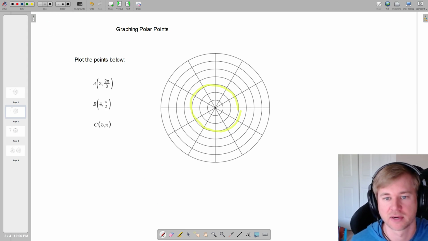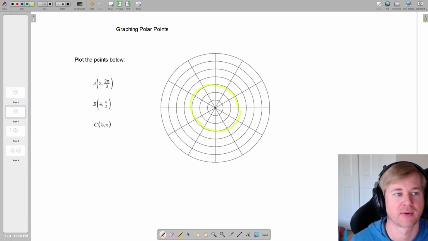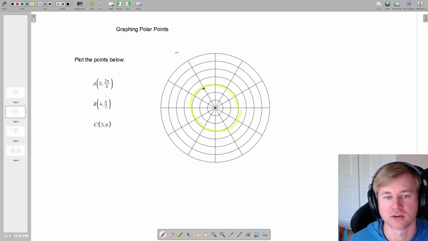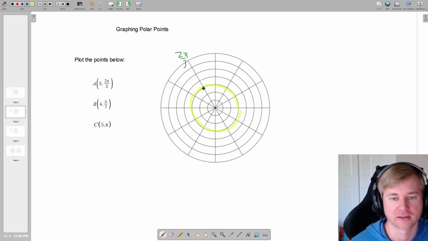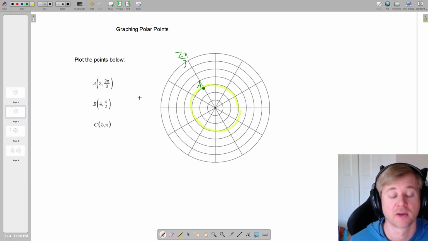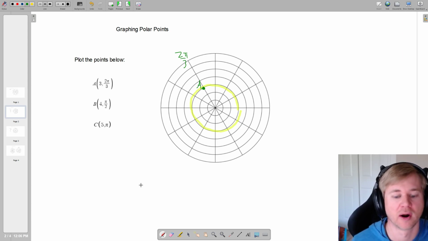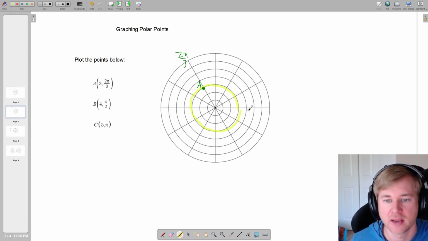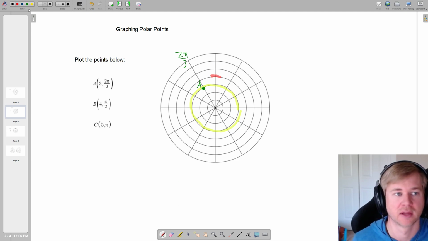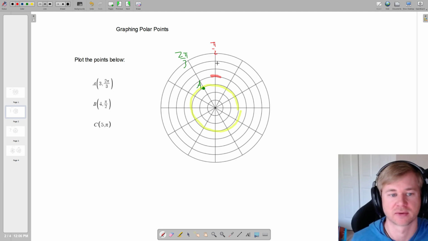So 2 pi over 3, this is 1 pi over 3. Here's 2 pi over 3 right here. So that is the angle 2 pi over 3, and since it says 3 first, we are on the third ring. So this is 3, 2 pi over 3. That's point A. Let's do another one. 4, pi over 2. If I look at 4, I'll do this one in red. That's the 1, 2, 3, 4. That's this guy, and pi over 2 is right there. So on the fourth ring, I go to the angle pi over 2. The pi over 2 is 90 degrees. That's right here. So this would be point B.